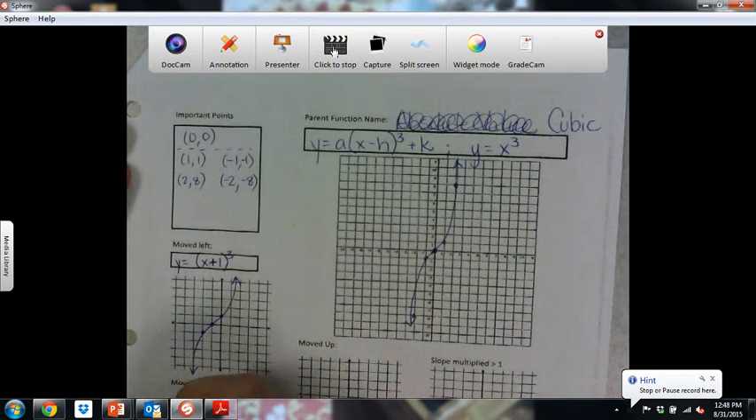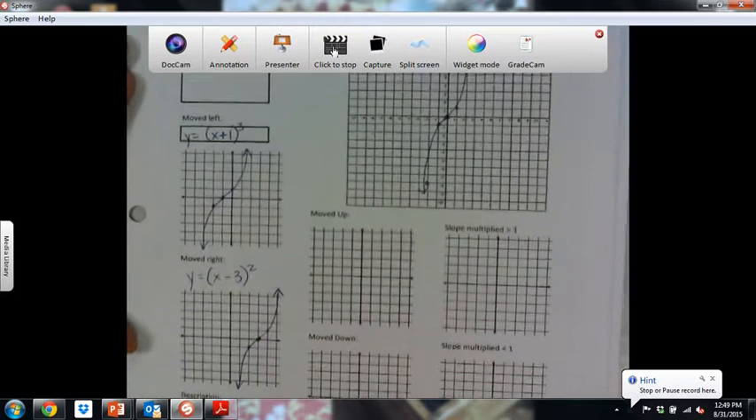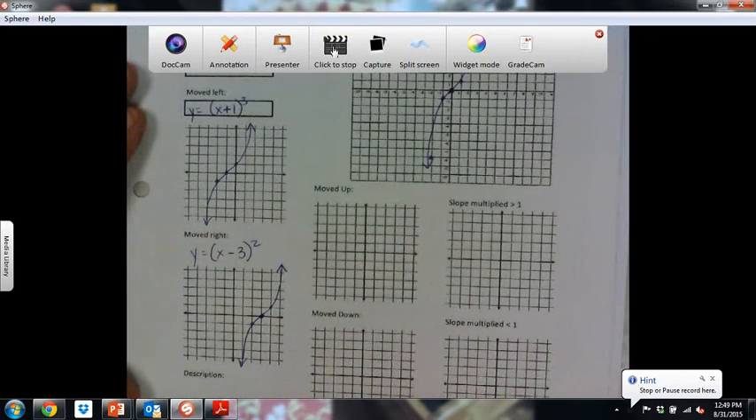Same idea for moving right. Y equals, let's say, x minus 3 squared. Moves us right 3, which puts the 0, 0 right here. Out 1, up 1, out 1, down 1. And then again, the other ones aren't quite going to fit, so we're going to just kind of approximate. Again, you can't see what I'm doing. So I move right 3, out 1, up 1, out 1, down 1.